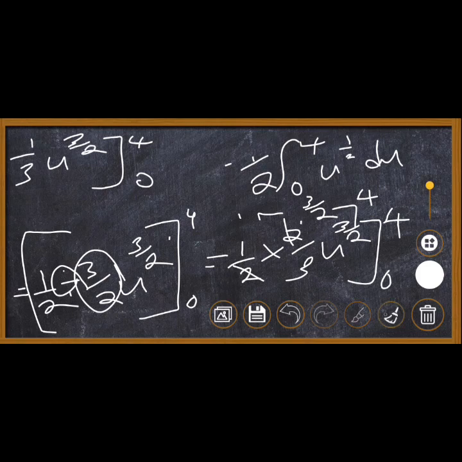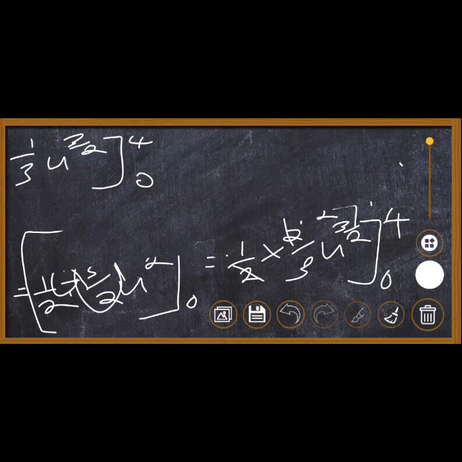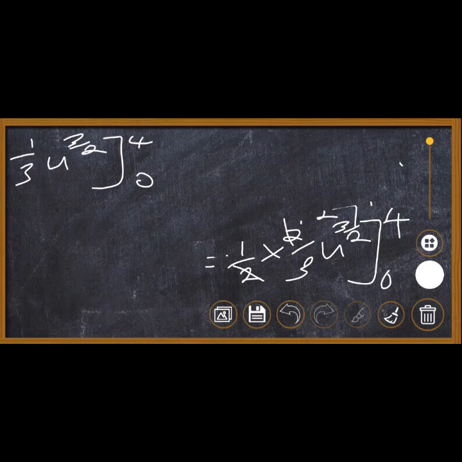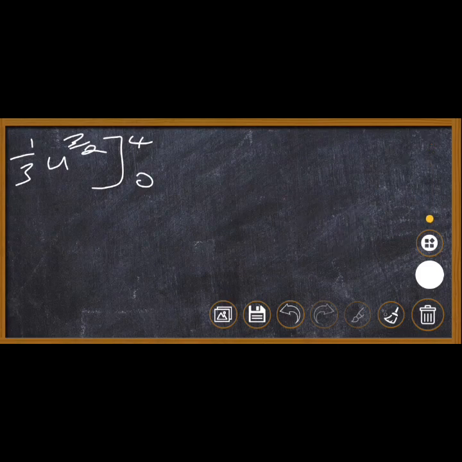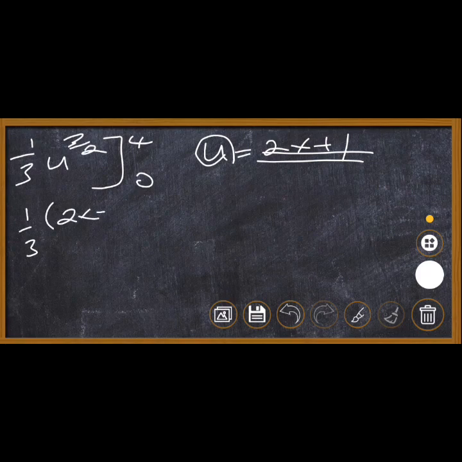Now remember, we have just gotten this u in replacement of the algebraic expression that we had at first. So we have to get back our algebraic expression. Remember, our u was 2x plus 1. So where there is u, we are going to replace with 2x plus 1. So we are going to have 1 over 3, and then we have 2x plus 1 raised to 3 over 2, and then the limits we have are 4 and 0. Now we have integrated the given expression.